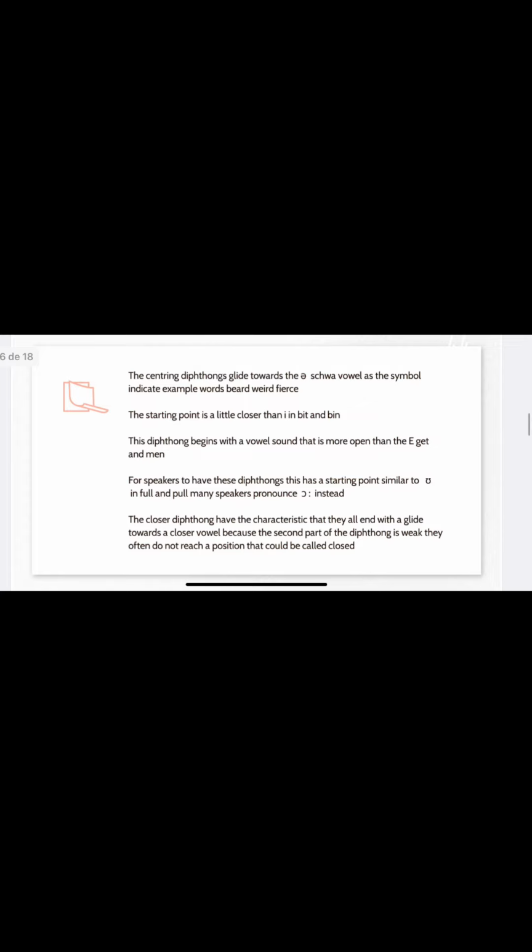The closing diphthongs have the characteristic that they all end with a glide towards a closer vowel. Because the second part of the diphthong is weak, they often do not reach a position that could be called close.